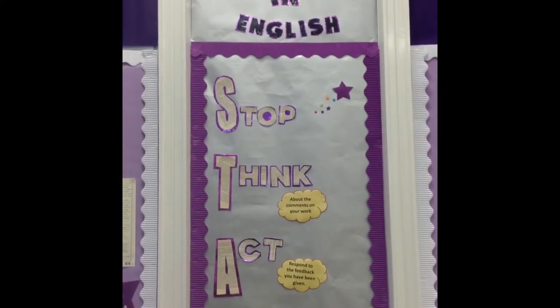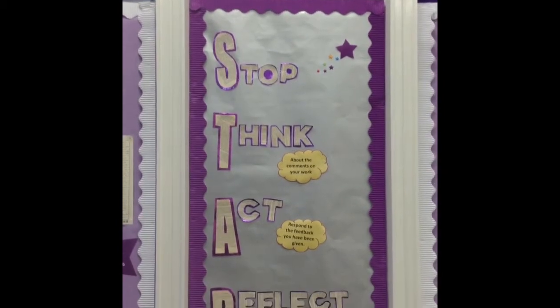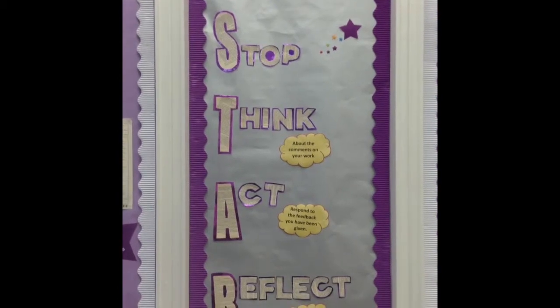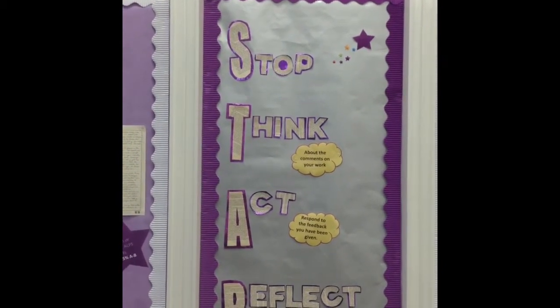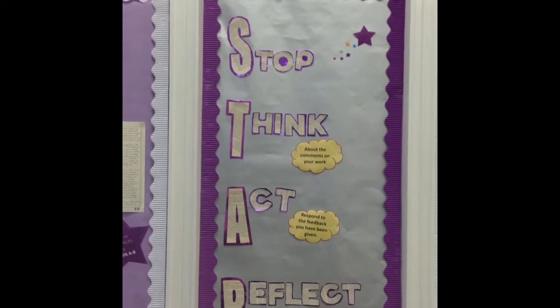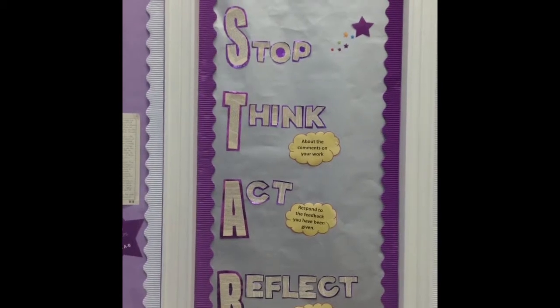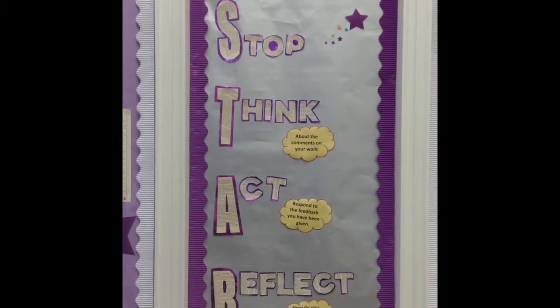If we're going to use star time in English, what we're going to have to do is basically use it to reflect on the work that you've done already and the comments we've made about it. So what we say is we need you to stop, and then we need you to think about what we've written, because we take our time to look at the work. And then you need to respond to the feedback we've given. Often it's questions or something for you to be able to do. Once you've done that, we want you to reflect on it.